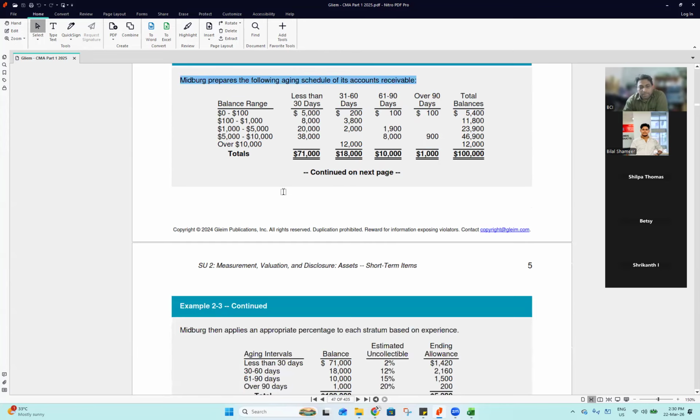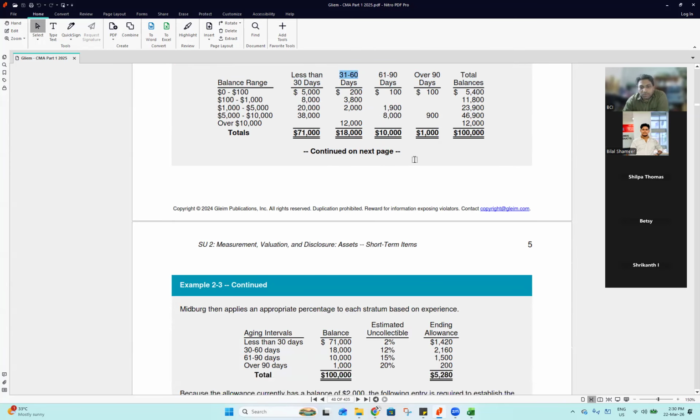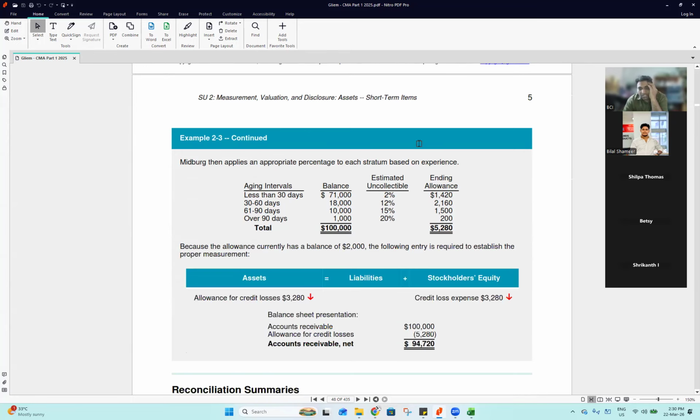Invoice amounts. Now 0 to 100, 100 to 1,000, 1,000 to 5,000. So they have divided the days: less than 30, 31 to 60, 60 to 90, and above 90 days. So from this, what do you feel? Which receivables could become bad? The oldest ones, right? Yeah. So for those amounts, you have to provide a higher provision. Clear? So management will decide the percentages on that basis.